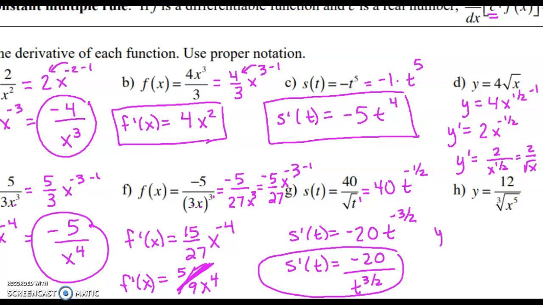On h, our original problem, we're going to rewrite as 12x. Remember, it's power over root, and it's negative because it was in the denominator. So negative 5 times 12 is negative 60 divided by 3 is negative 20, and subtract 1. So I get negative 20 over x to the 8/3.